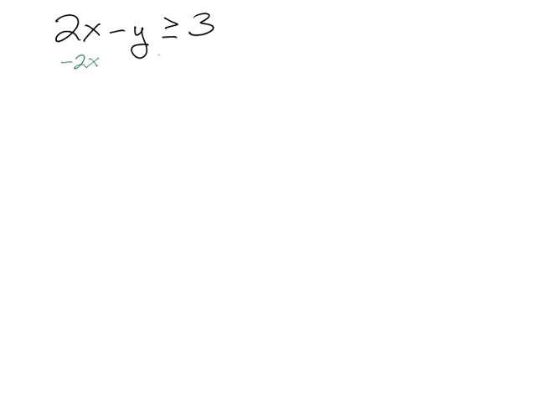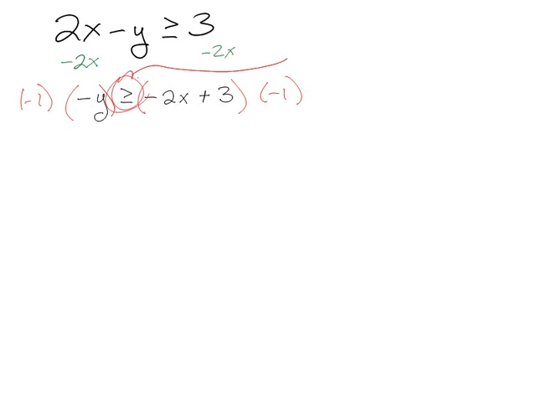So I'm going to subtract 2x from both sides. That gives me minus y is greater than or equal to minus 2x plus 3. Now I have minus y, and I really wish I had plus y. So I'm going to multiply both sides of the equation by negative 1. Now you may remember that whenever we multiply an inequality by negative 1, we have to switch the sign.